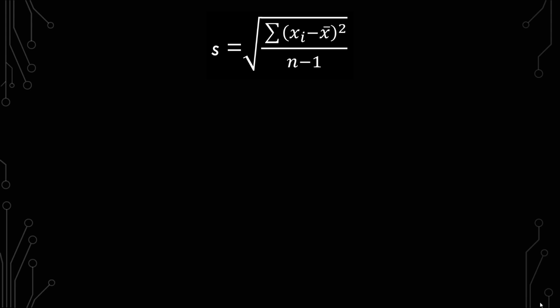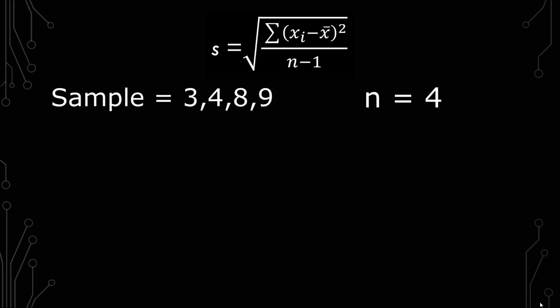Hello, today we're going to be going over the sample standard deviation as it's provided right there. S equals the square root of the sum of xi minus x bar squared over n minus 1. Now I have a sample of 4, the numbers 3, 4, 8, and 9.